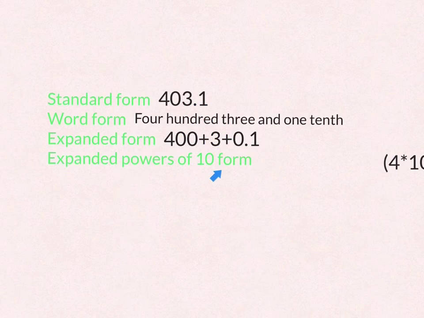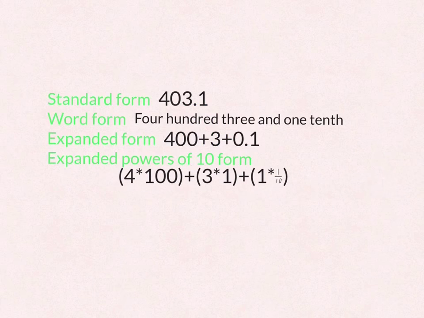And then we have expanded powers of 10 form, which is like expanded, except the way that you write it shows that the 4 is 4 hundreds. So 400 is 4 times 100. And the 3 is 3 ones, and then the 1 is 1 times 1/10, or 1/10 of 1. So with expanded powers of 10, you are still breaking it into its place values, but you're really showing that the digit times the place shows the value. So 4 times 100 is 400.